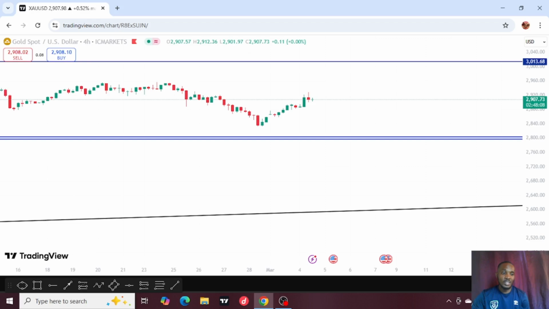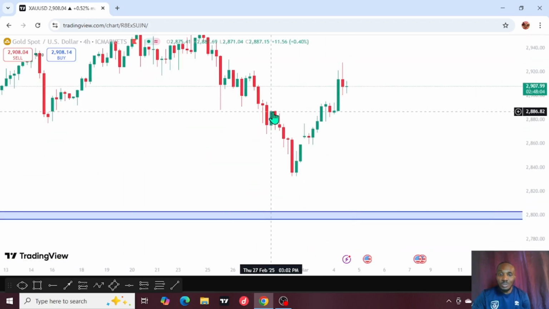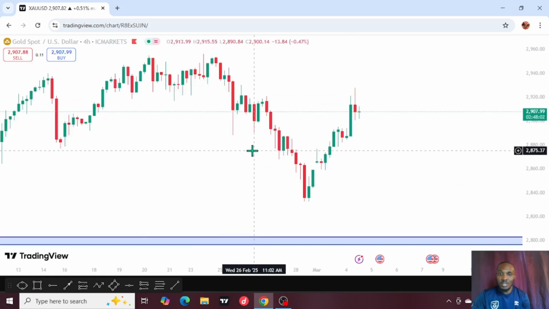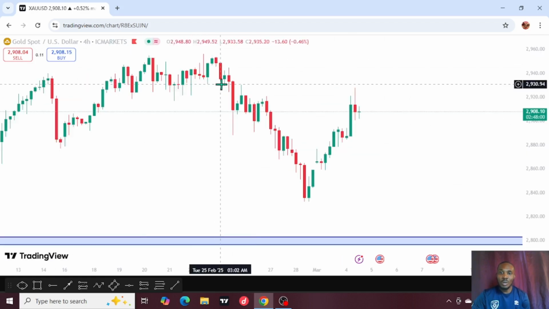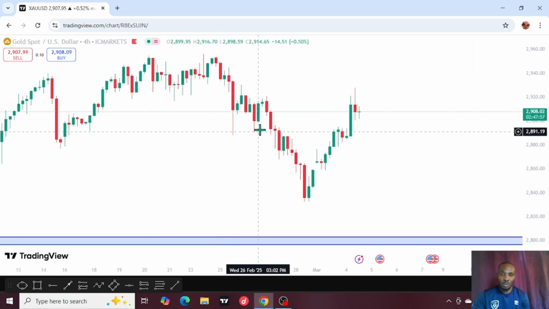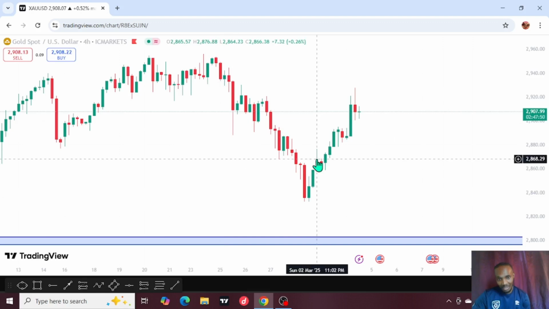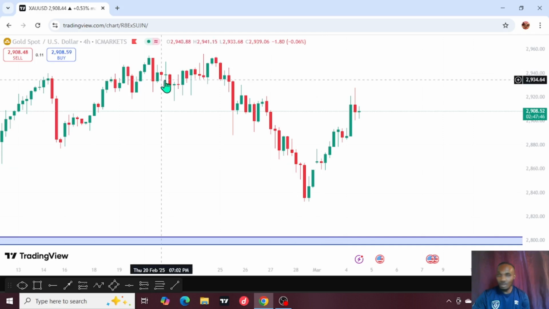This was where I entered yesterday. On the 4-hour chart, after I saw these retracements, this was, like I said, lower high, lower low, lower high, lower low, lower high, lower low, lower high, lower low. Then it made an equal high. This high is a bit greater than this high. Remember, this is a 4-hour time frame, so each candle represents a 4-hour trading period.